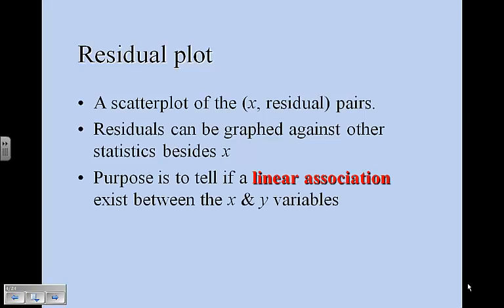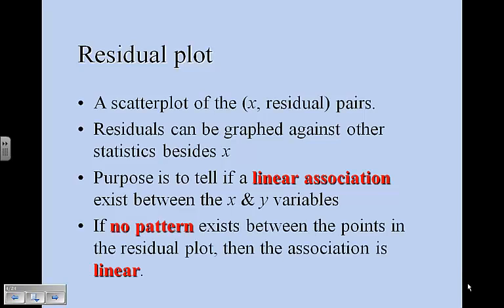The purpose behind doing a residual plot is to figure out if there is a linear association between the x and the y variables. If there is a linear association, the residual plot will show us that, and if there's not, it will also show us that. If no pattern exists between the points in the residual plot, then the association is linear. So you make a residual plot, and you look and you say, is there a pattern there? If you do not see a pattern, that means it's linear. That means there is a linear association between those variables, and the least squares regression line should work for us.